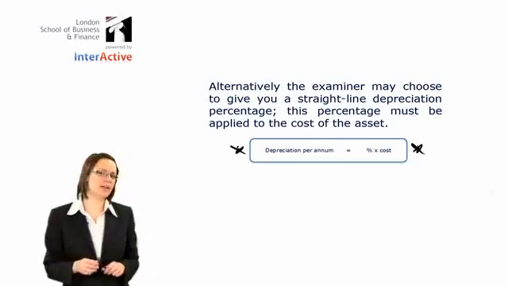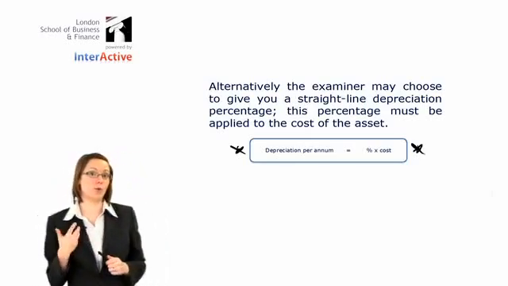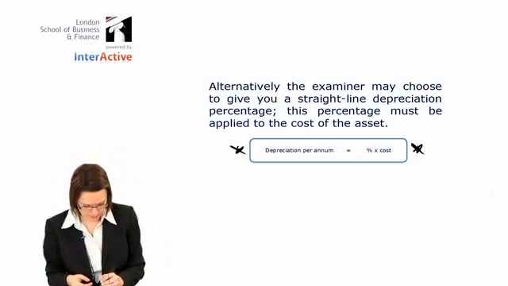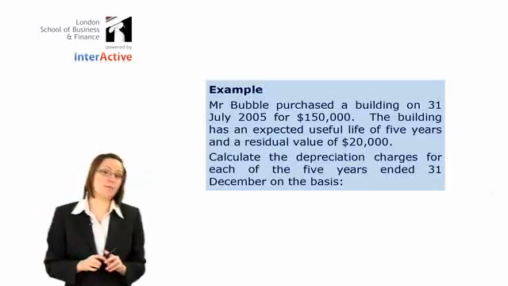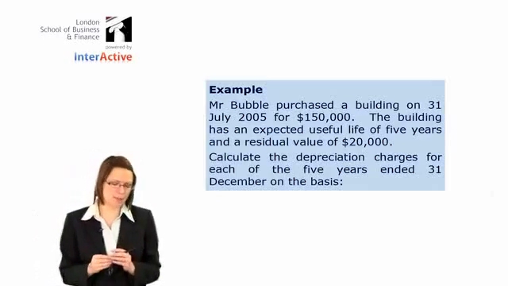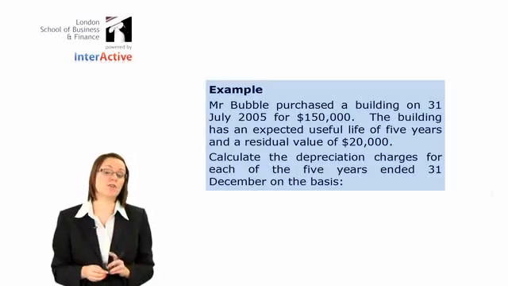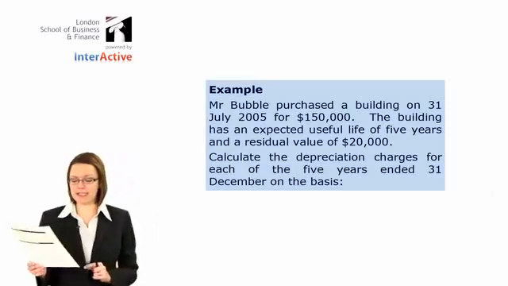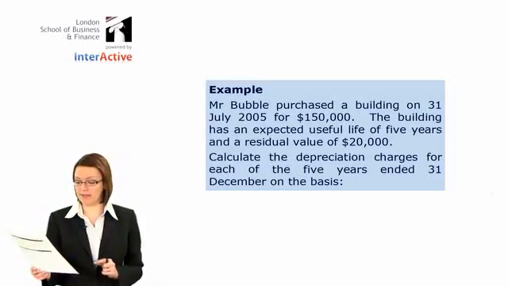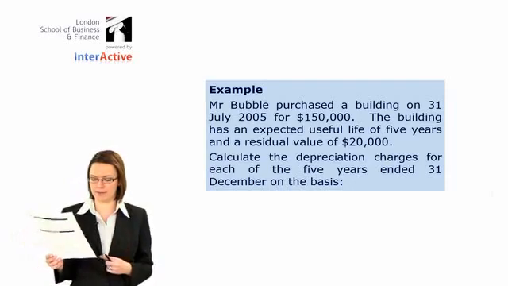So, let's have a look at an example then of how we can calculate this and how it would work. So, our example then. We've got Mr. Bubble, who purchased a building on the 31st of July 2005 for $150,000. The building has an expected useful life of 5 years and a residual value of $20,000.